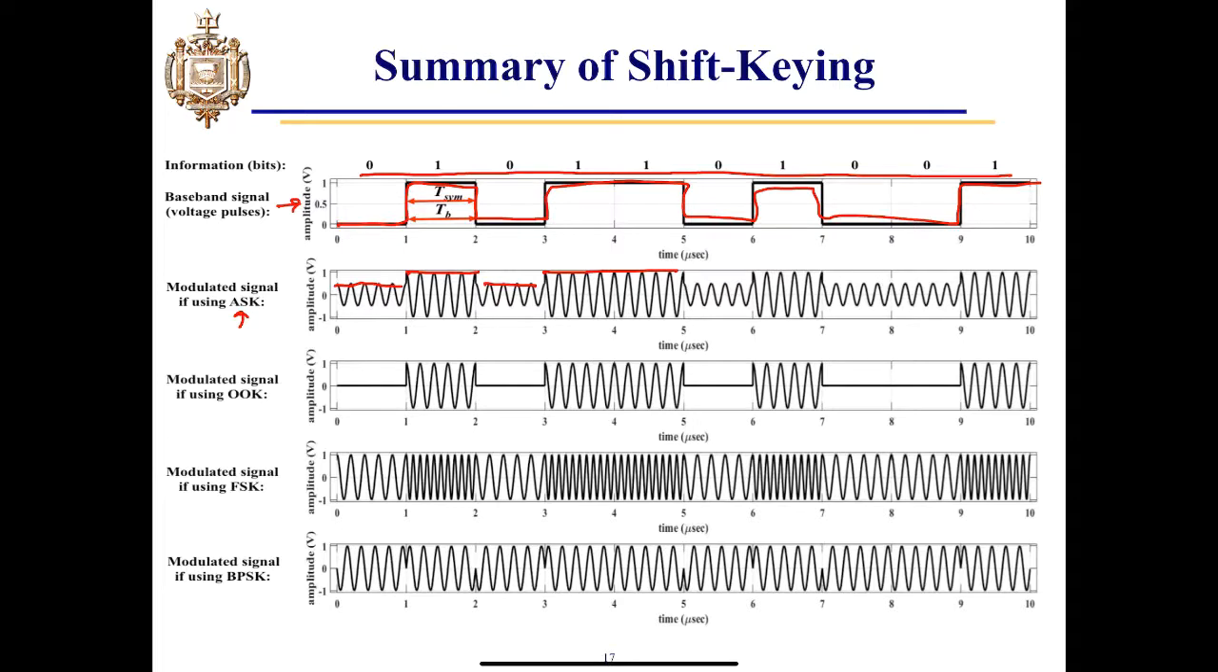The only thing you're shifting between is your amplitude. Another type of amplitude shift keying is on-off keying. We have no amplitude at all for 0, and then we have some amplitude to represent a 1. The other type of shift keying is frequency shift keying.